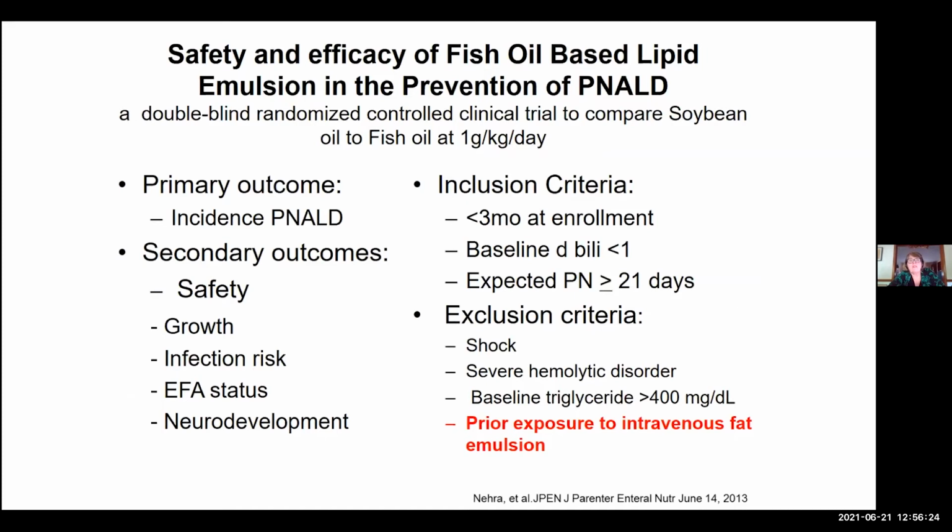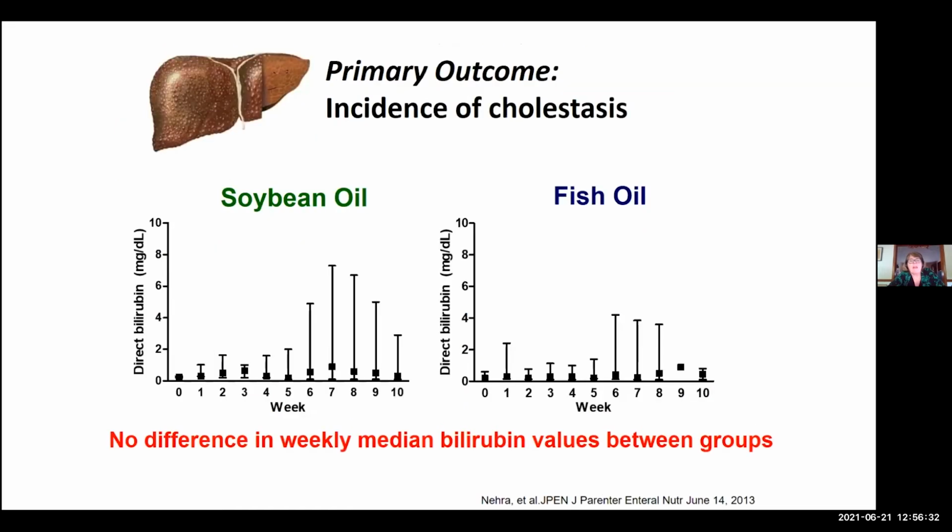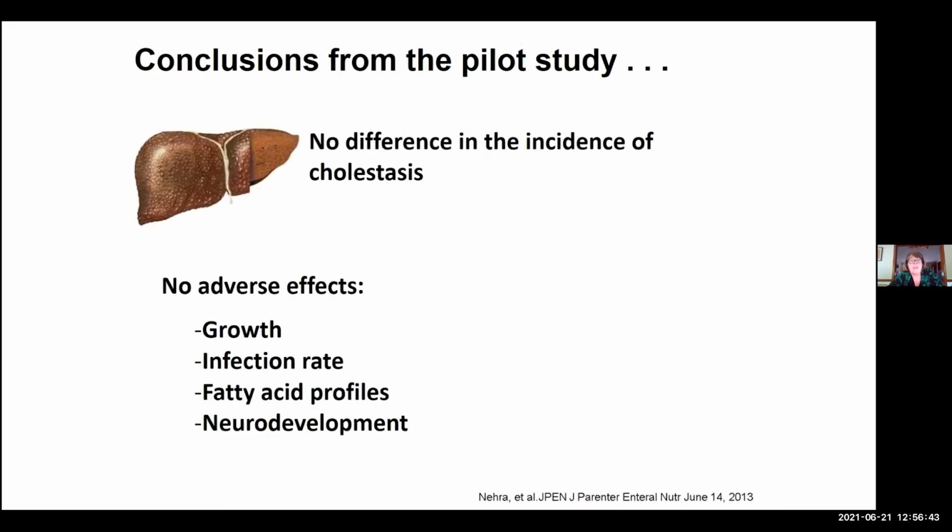So that knocked out a lot of the babies that come to us from other hospitals, like the necrotizing enterocolitis patients. So we pretty much had a group of gastroschisis babies. And as a result, we saw really no difference in the incidence of cholestasis with this approach. In fact, most of these kids were off PN after about 30 days. But we also noticed that the use of fish oil monotherapy was safe. So that was important. There were no negative effects on growth, infection, fatty acid profiles, or neurodevelopment.